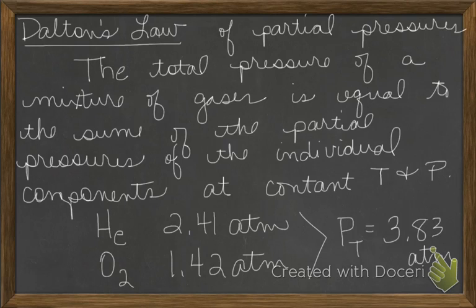Now, in this 3.83 atmospheres, you still have that the partial pressure of helium is 2.41 and the partial pressure of oxygen is 1.42. But the total pressure of that system would be the sum of those together.